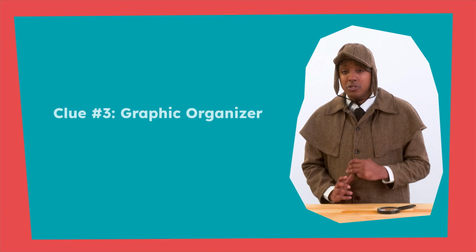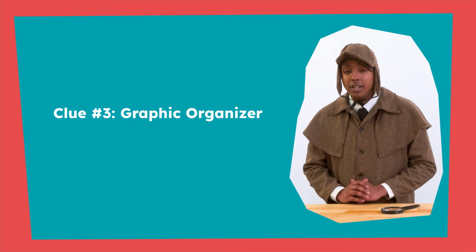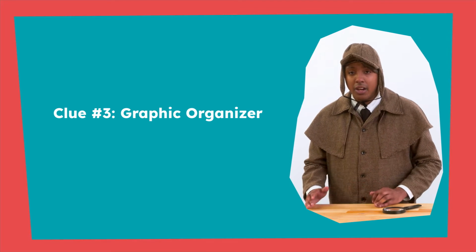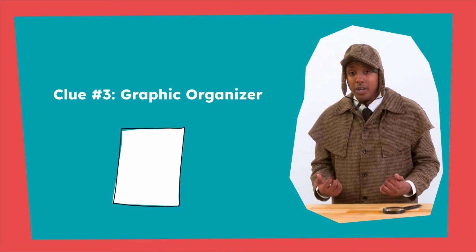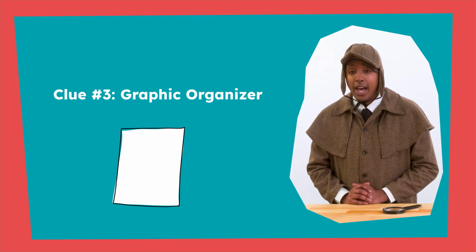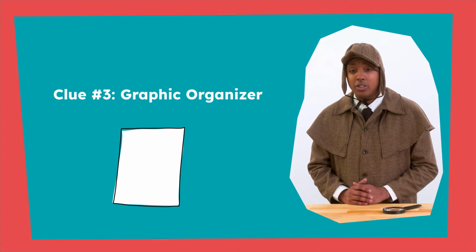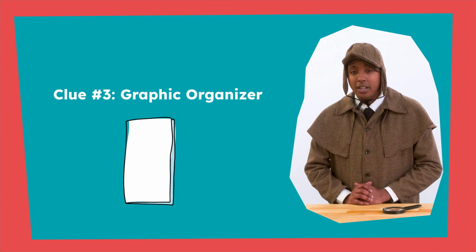Finally, we have clue 3, our graphic organizer. Since I know you already have your detective gear, go ahead and grab your paper so that you can complete this graphic organizer with me. We are going to fold our paper in half hot dog style so we can create 2 columns, just like this.